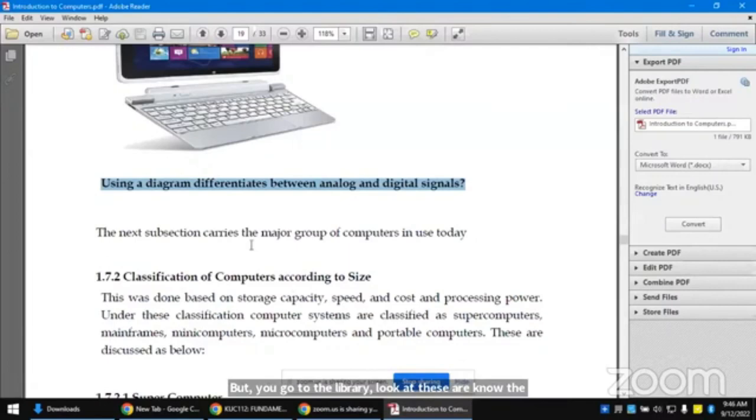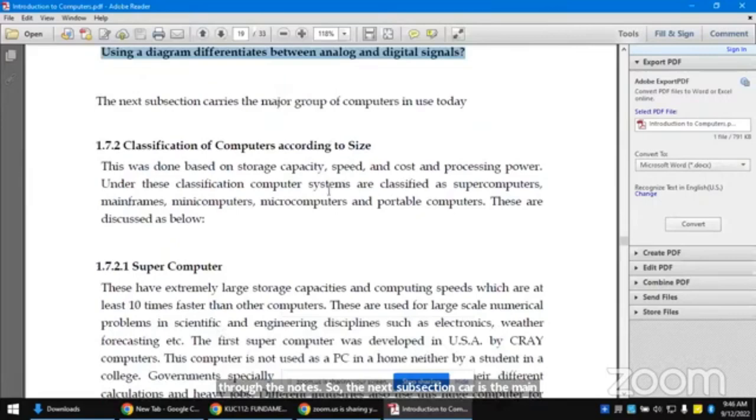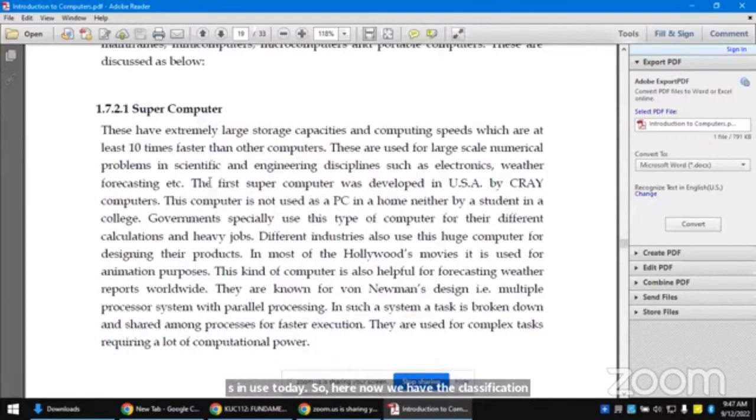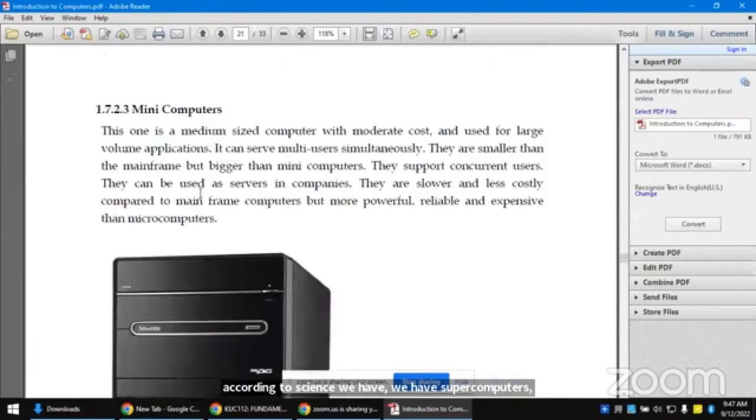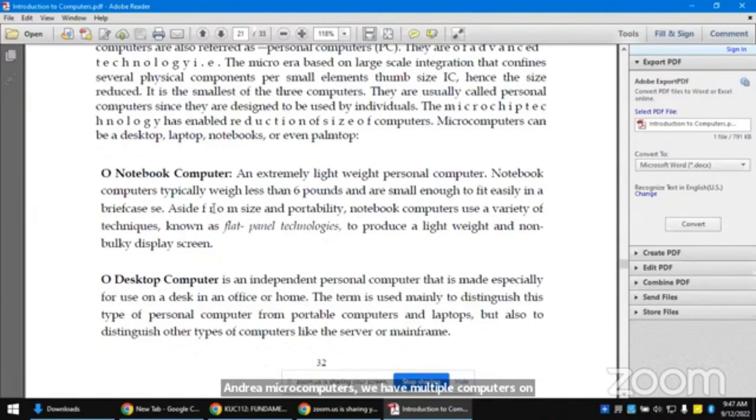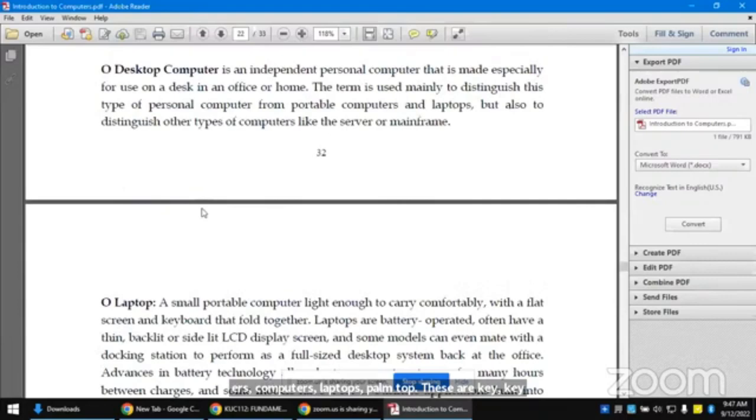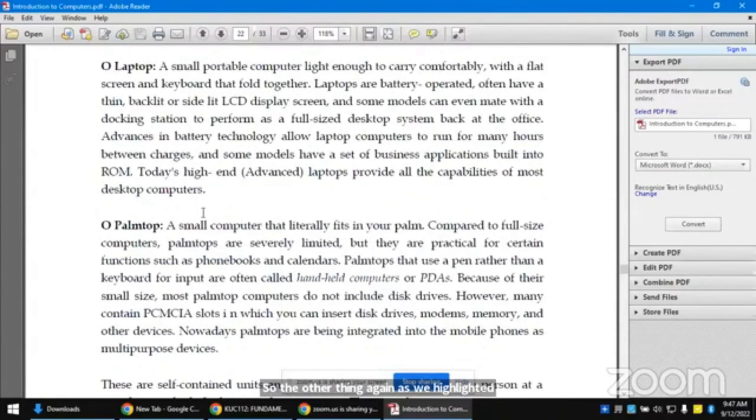The next subsection carries the major group of components in use today. Here we have the classification of computers according to size. According to size, we have supercomputers, mainframe computers, mini computers, and microcomputers, including notebook computers, desktop computers, laptops, and palmtops. These are key important computers that you have to look at. As we highlighted in the generations, it's important for you to look at the characteristics of a particular computer and the way they are classified according to size.